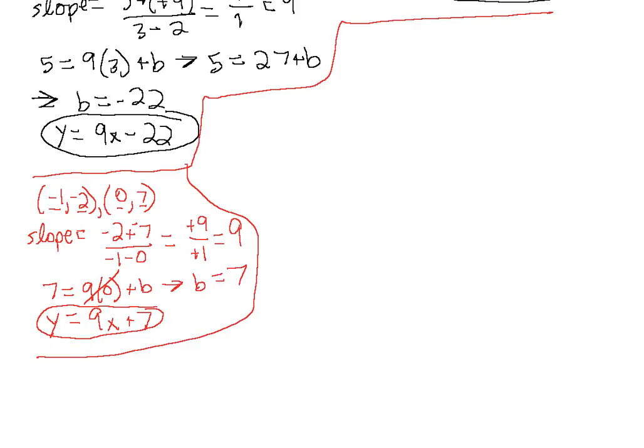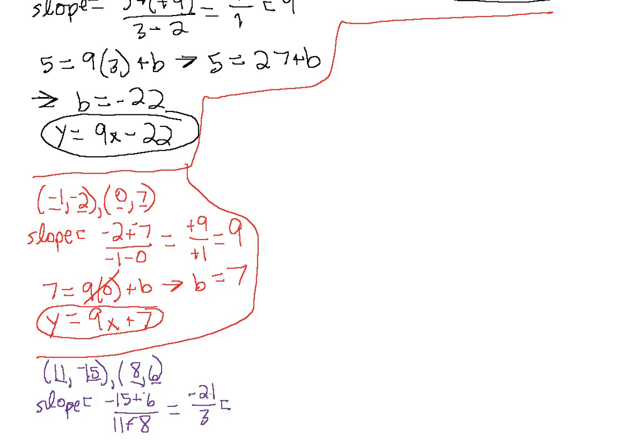I think we're getting the hang of this. Let's do some more. Let's take a look at the line that passes through the point (11, -15) and the point (8, 6). We know we're going to need our slope, so let's find that. Our slope equals (-15 - 6) divided by (11 - 8). We're going to add a negative instead of subtracting, so we're going to have -21 divided by 3. If we simplify this, it gives us -7 for our slope.